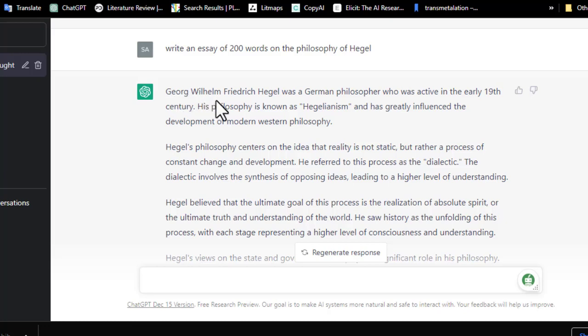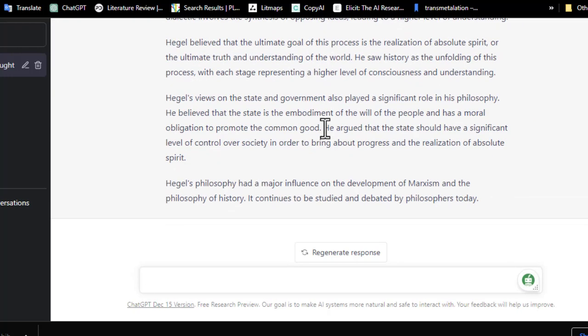George Wilhelm Friedrich Hegel was a German philosopher who was active in the early 19th century. His philosophy is known as Hegelianism and has greatly influenced the development of modern Western philosophy. And you can read the rest to know that it has done a great job in writing an essay in a human style. Let me show you a few more uses of OpenAI.